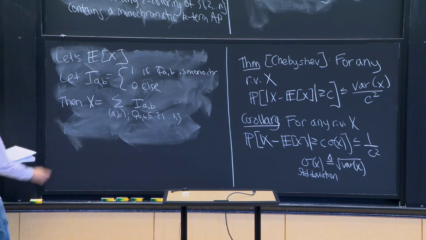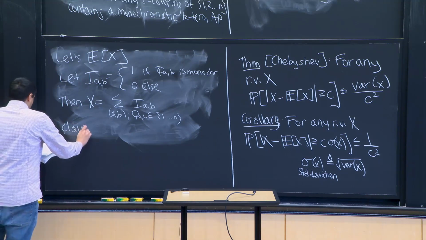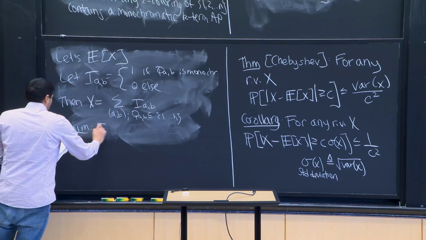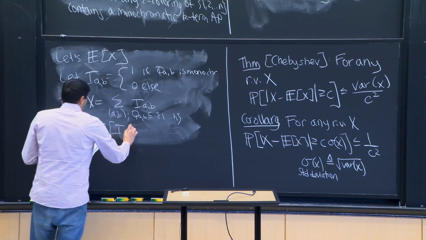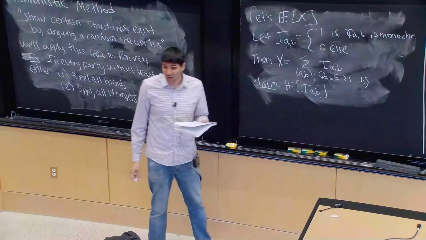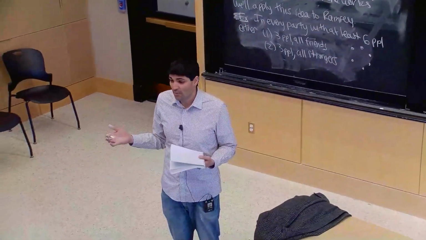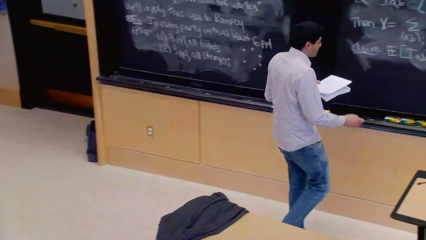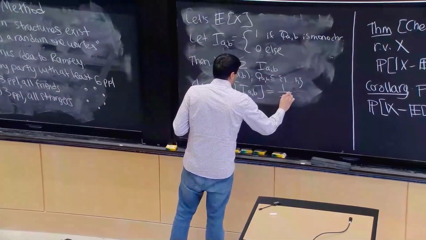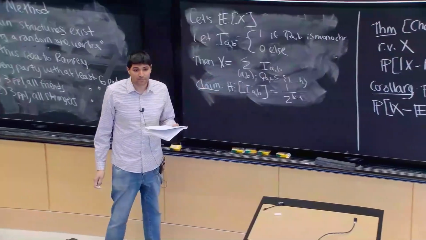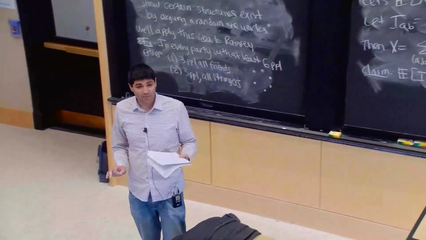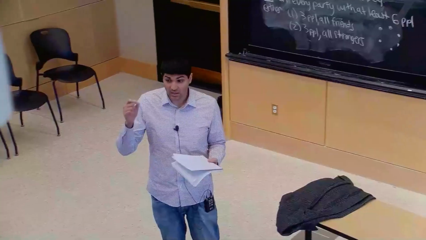And now we're good, right? Because what I claim is that the expectation of IAB, the probability that this event happens, that this arithmetic progression QAB is monochromatic, I claim that this is very simple to compute. It's equal to 1 over 2 to the k minus 1. So just to make sure we're on the same page, right? So IAB is the indicator event for QAB being monochromatic. Remember, Q is a k-term arithmetic progression.